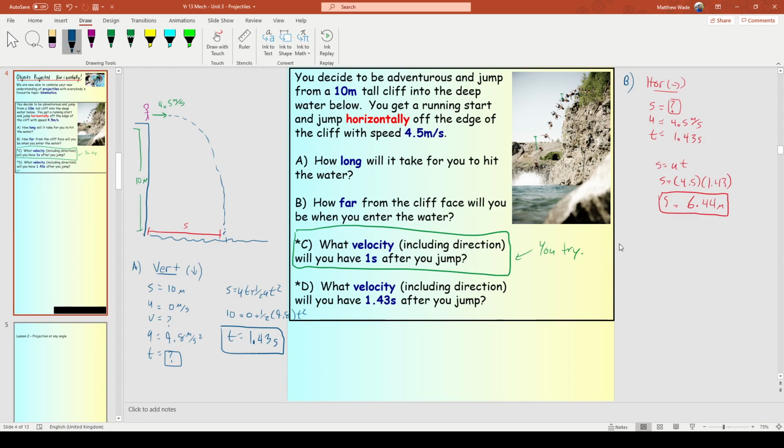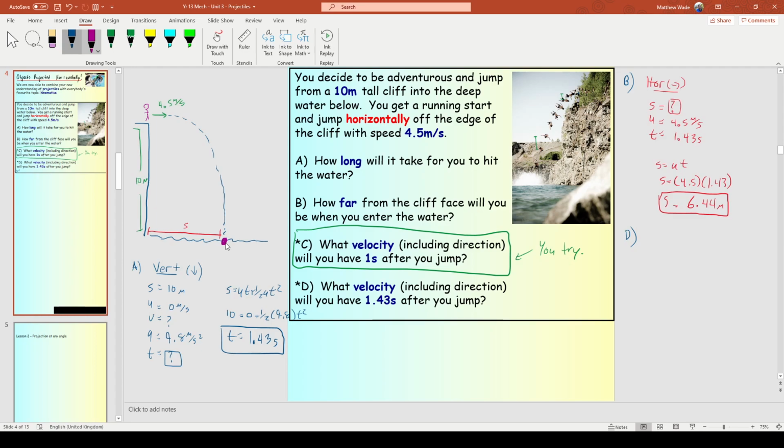Okay, for D, it says this: what velocity, including direction, will you have 1.43 seconds after your jump? Okay, that's asking this, buddies. 1.43 seconds, as you know, is when you're hitting the water from part A. So it wants to know the velocity, including direction, that you'll have after your jump.